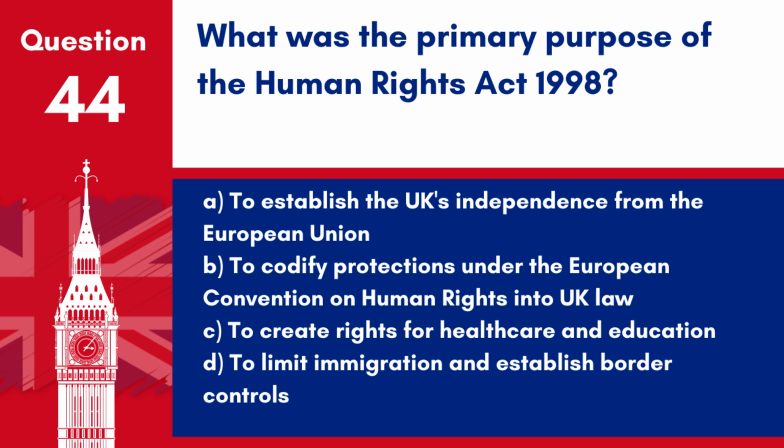Question 44. What was the primary purpose of the Human Rights Act 1998? A. To establish the UK's independence from the European Union. B. To codify protections under the European Convention on Human Rights into UK law. C. To create rights for healthcare and education. D. To limit immigration and establish border controls.